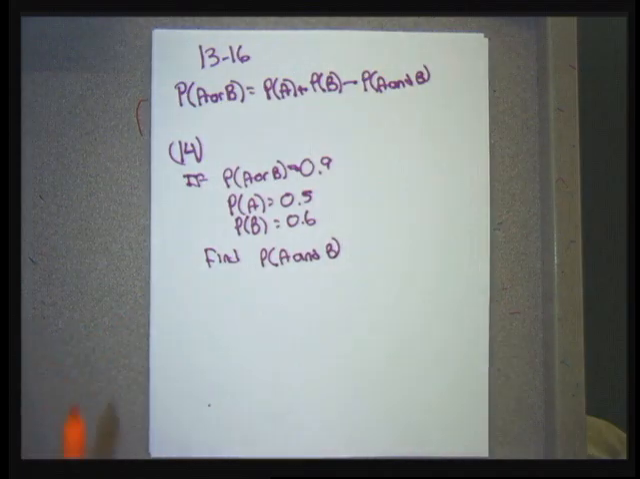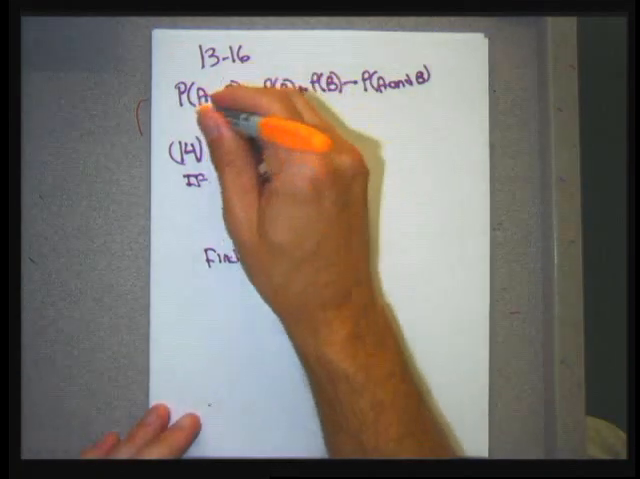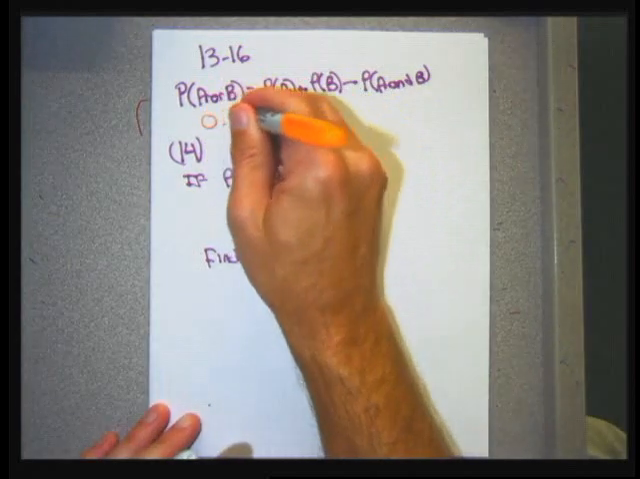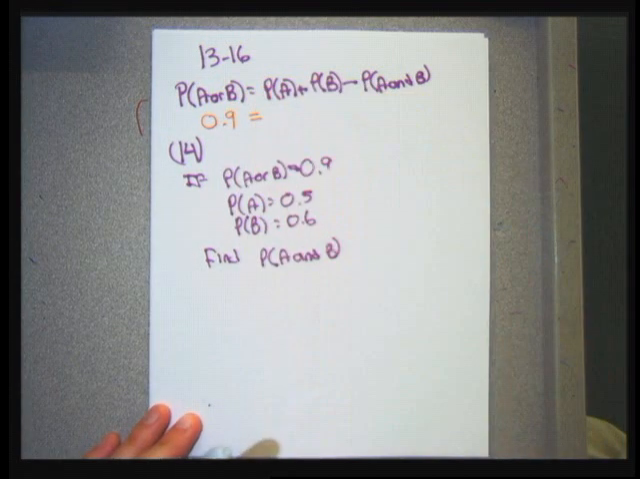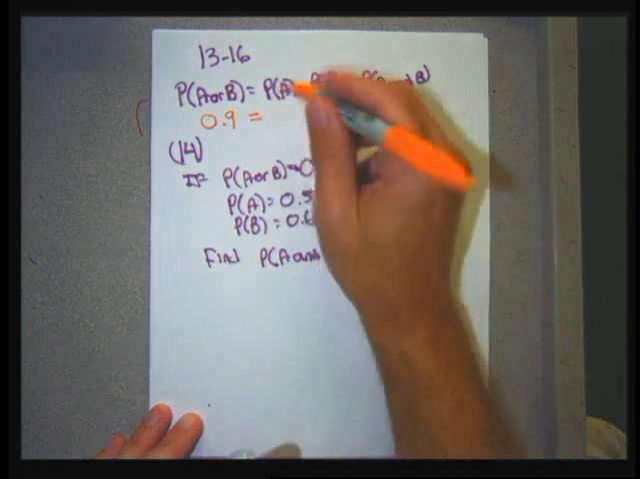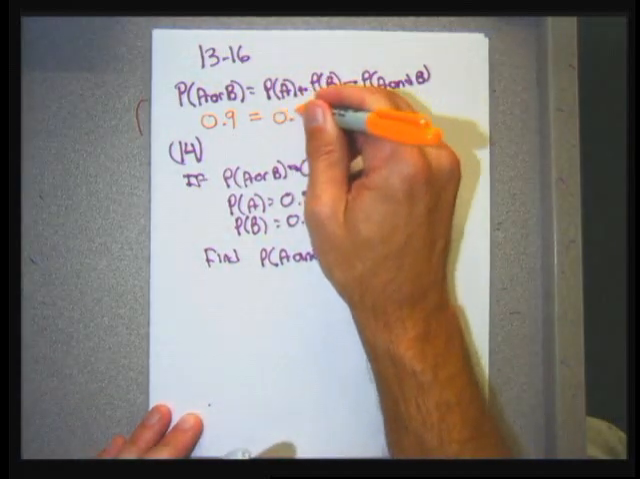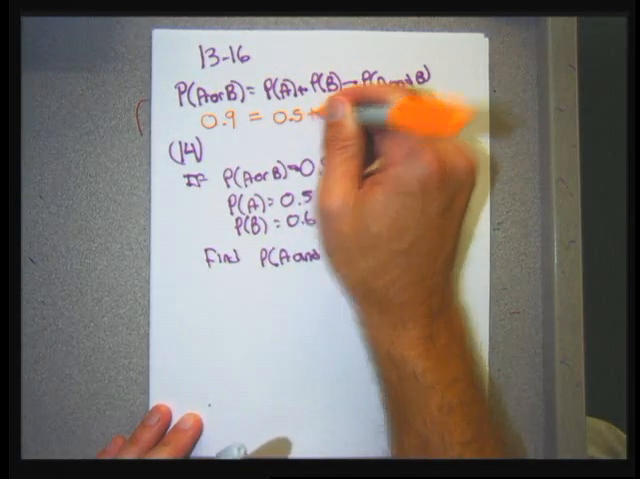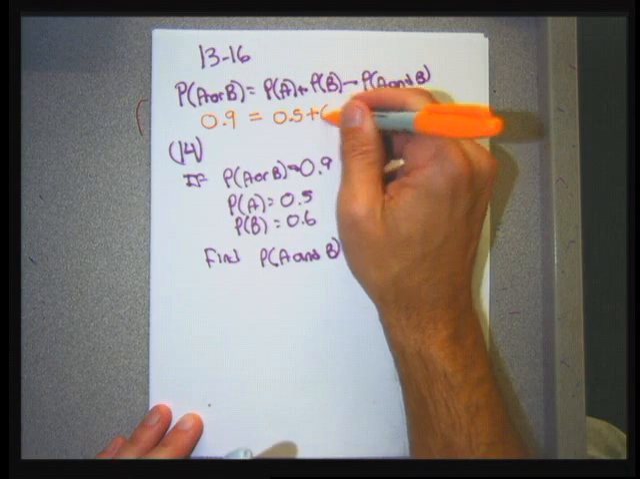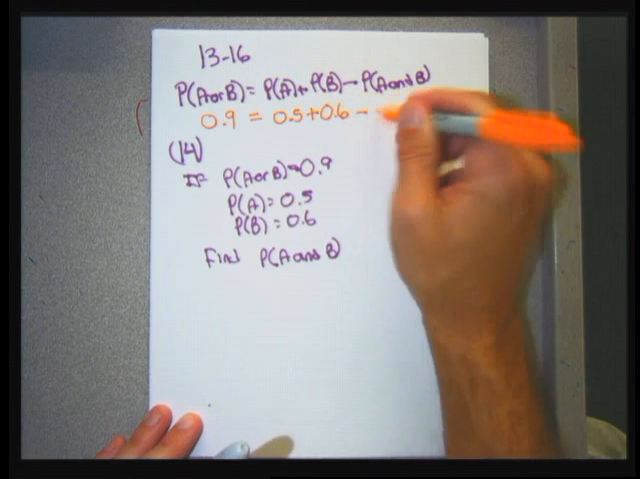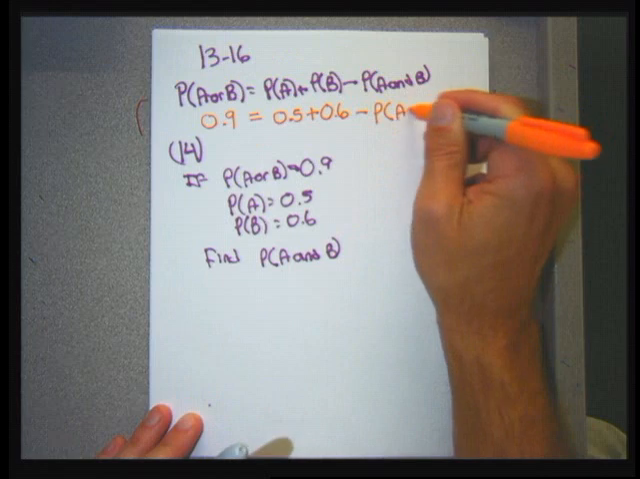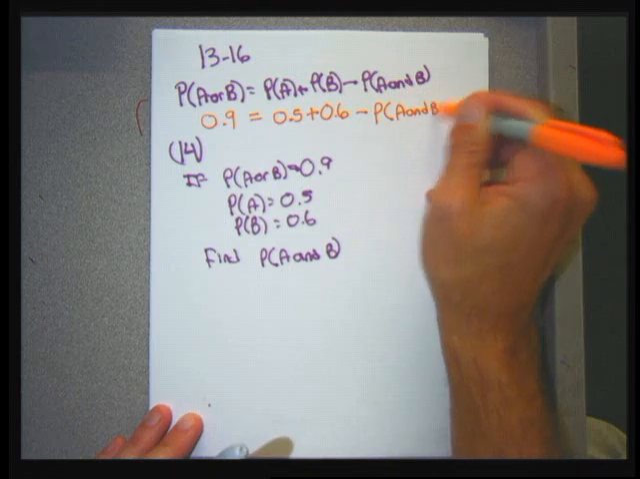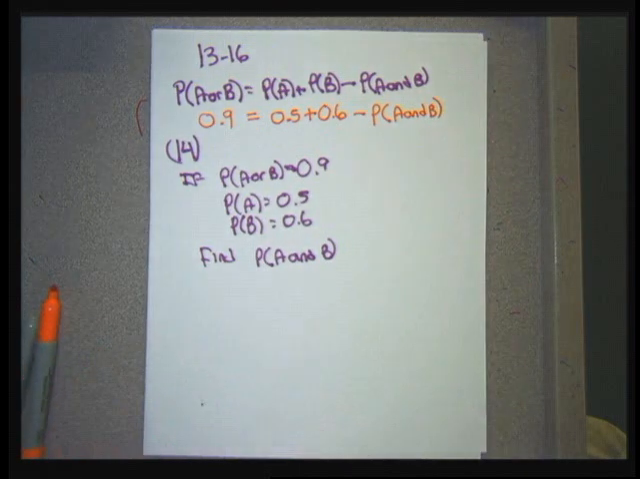To do this question, you absolutely have to have this formula. I'm just going to plug the numbers in place of the symbols. So for the probability of A or B, I'm going to replace that with the number 0.9. For the probability of A, I'm going to replace it with the number 0.5. With the probability of B, I'm going to replace it with the number 0.6. And I'm going to leave the probability of A and B alone. So I just want to solve this now for the probability of A and B.